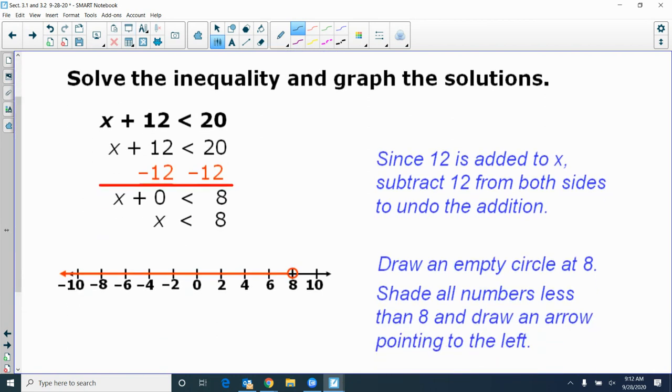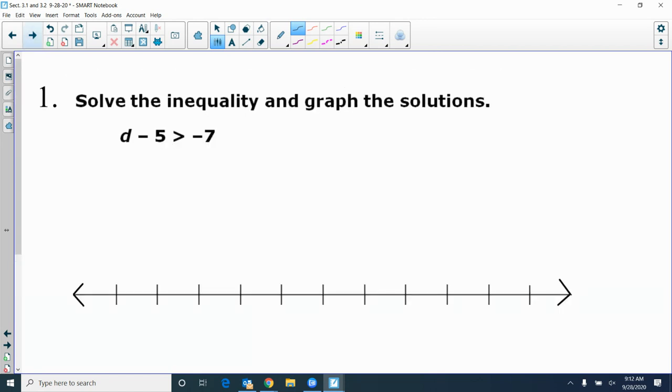Before, we just got one answer. We got 8 was an answer. Now we got an infinite number of answers. That's why we graph them, or we're solving for the variable. So when we solve an equation, we only get that x equals 8. But visually, when we solve an inequality, I'm going to graph it and I can see all my answers. So you get all the answers.